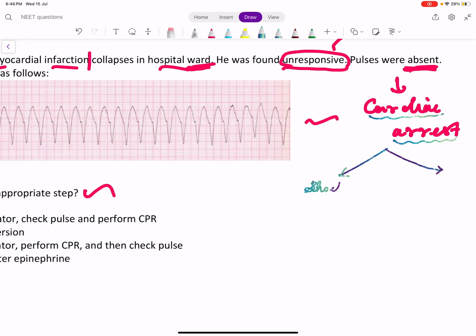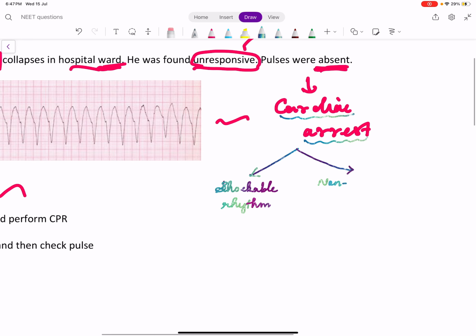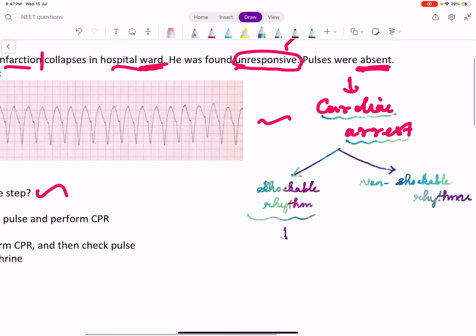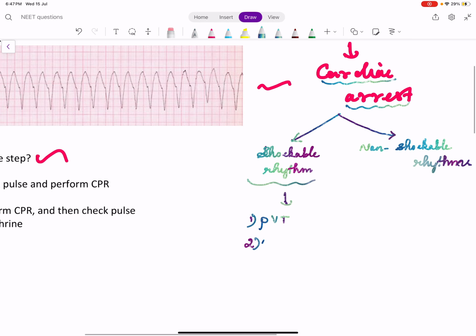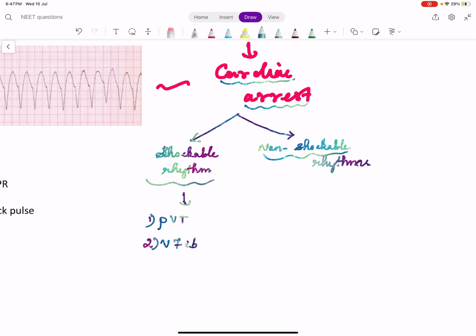shockable rhythms and non-shockable rhythms. There are 2 shockable rhythms. One is pulseless ventricular tachycardia and the other is ventricular fibrillation or VFib. There are 2 non-shockable rhythms. They are asystole, and the other one is pulseless electrical activity.